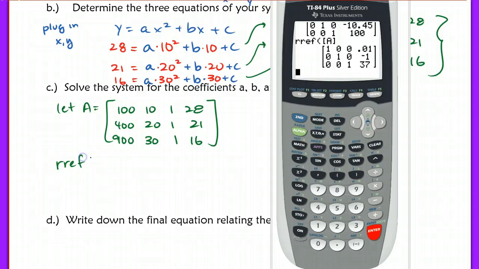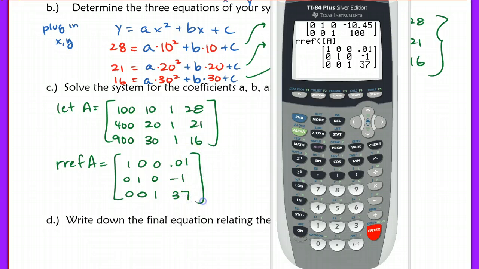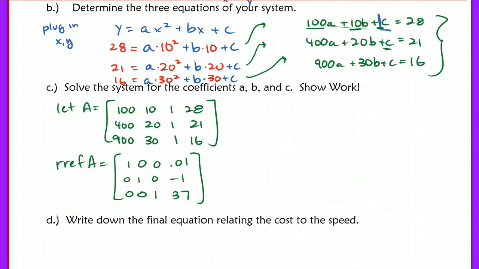Let's define this. RREF of A is equal to 1 0 0 0.01, 0 1 0 negative 1, and 0 0 1 37. So what this tells me is that A equals 0.01, B equals negative 1, and C equals 37. So there's the answers to those variables.